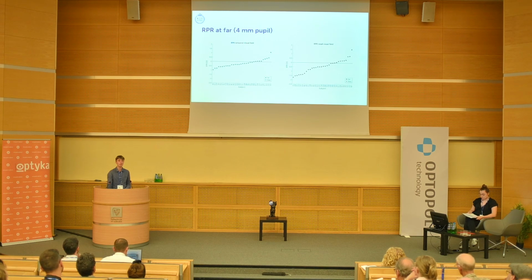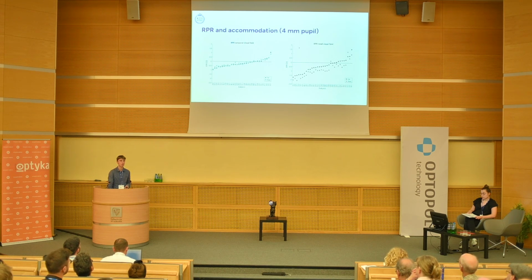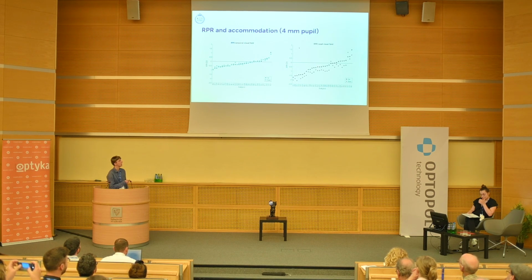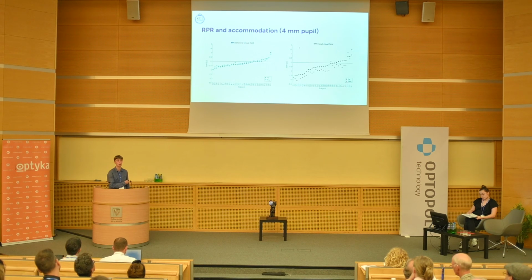Then the interesting thing is what happens when they accommodate to the near target. If we add on top of this the results for the near measurements, the most striking feature, I think, is that in the nasal visual field, generally, RPR becomes more negative. We get more myopic RPR when the kids accommodate compared to when they don't. In the temporal visual field, it's a little bit difficult to see in this graph, but the trend is actually the opposite. Most kids get a slightly more positive, more hypermetropic RPR. This should be with about 5 diopters of accommodation.